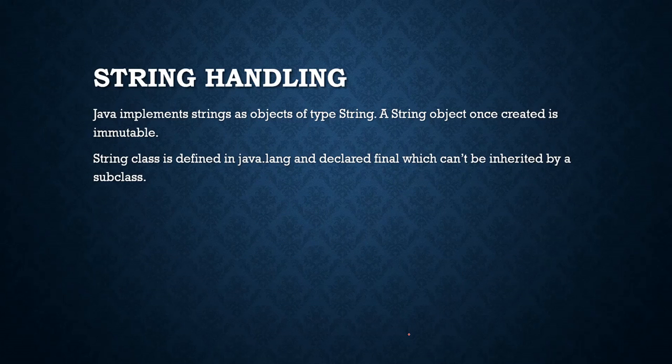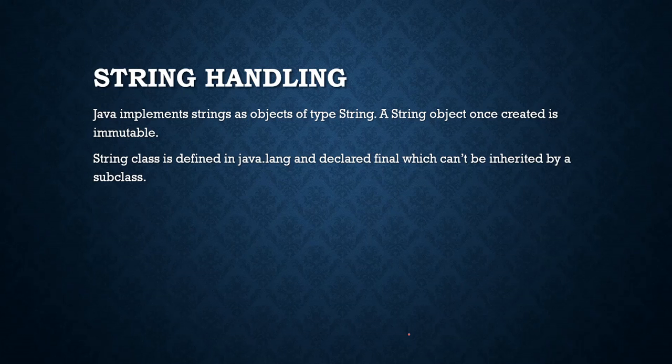In this class of Java programming, let us comprehend string handling. Java implements strings as objects of type String, making string handling convenient and easy. It offers an innumerable number of methods that can be performed on string objects, like comparing strings, searching for a substring, concatenation of strings, changing the case of the letters of a string, etc.